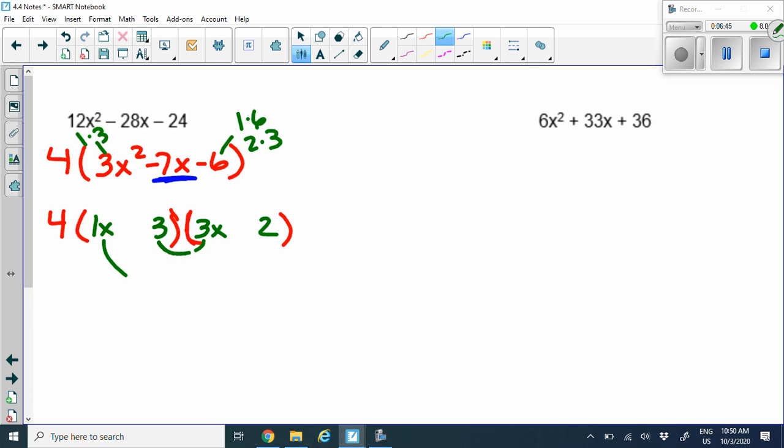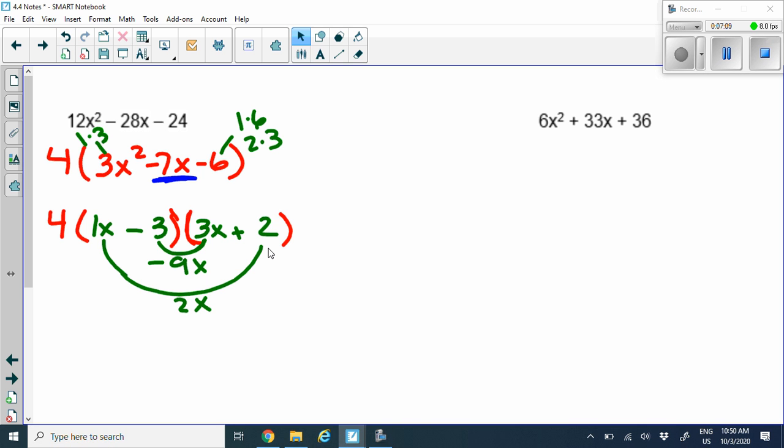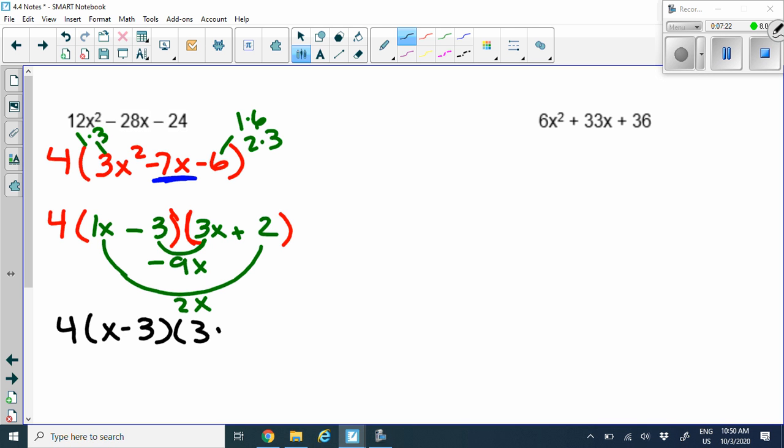Okay. We have 3 and 3x, that gives us 9x. And then x and 2, that gives us 2x. So if I added or subtracted 9x and 2x, could that give me a 7x? Yes. Now notice this is a negative 7, so I need to make sure it's negative 9x and then 2x. So that means I have a negative x minus 3 and then 3x plus 2. And notice this works because negative 3 times a positive 2 does give us a negative 6 when we multiply, so that works. So our final answer here is going to be 4 times x minus 3 times 3x plus 2.